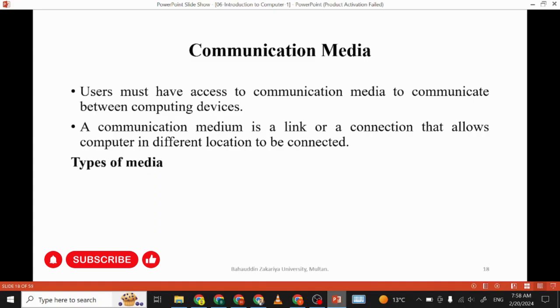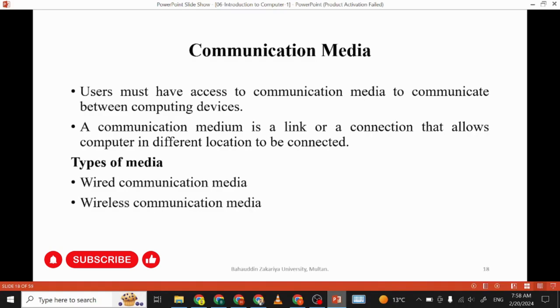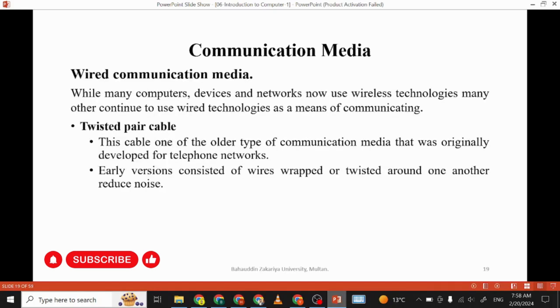A communication medium is a link or a connection that allows computers in different locations to be connected. Types of media: wired communication media and wireless communication media. While many computers, devices, and networks now use wireless technologies, many others continue to use wired technologies as a means of communicating.